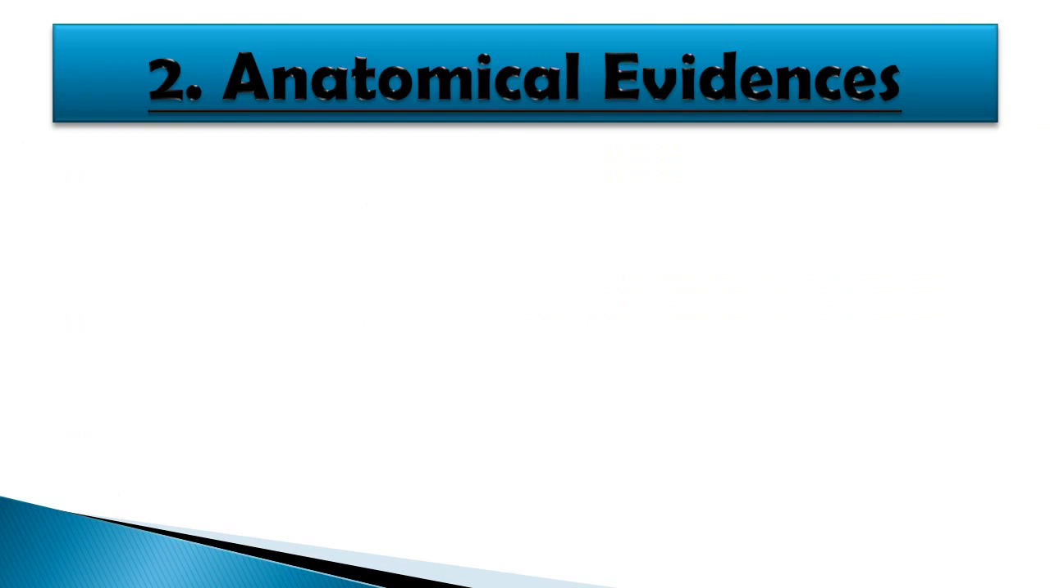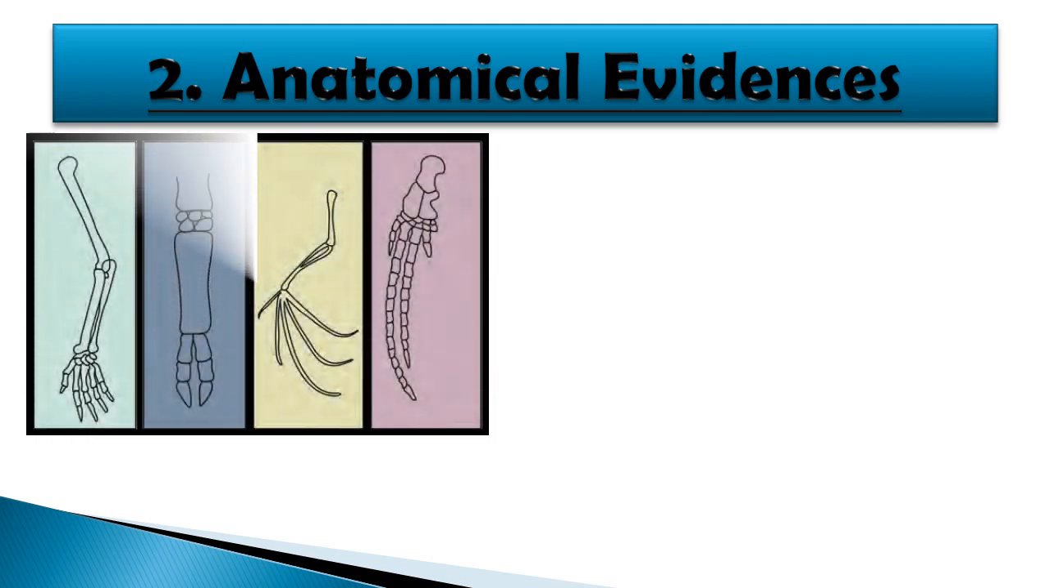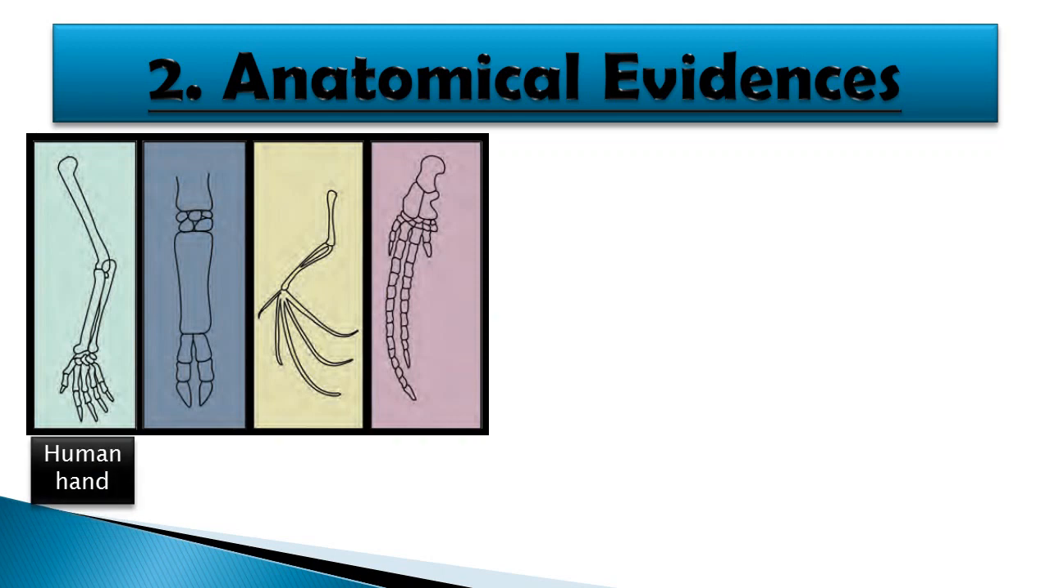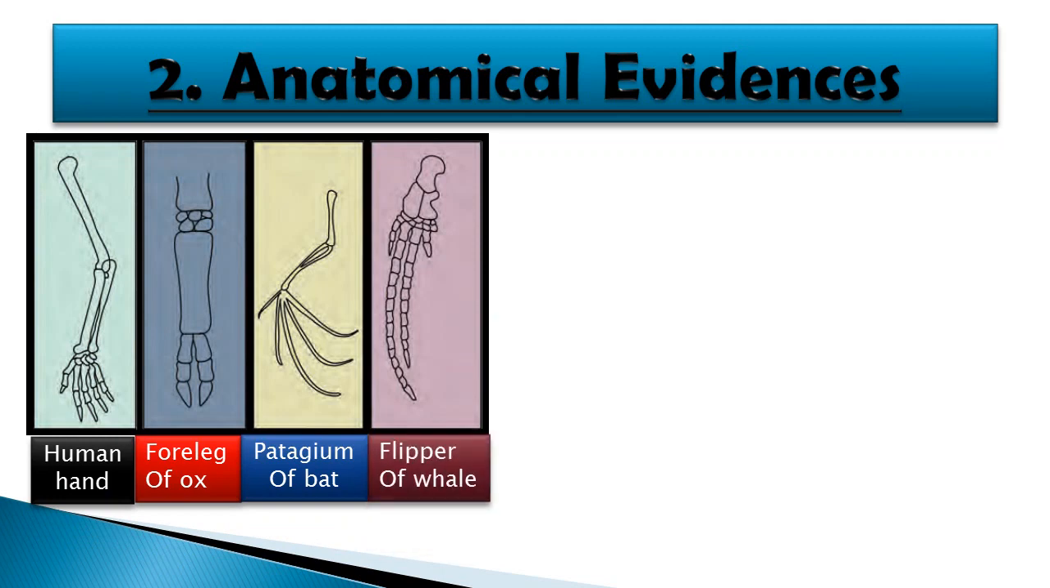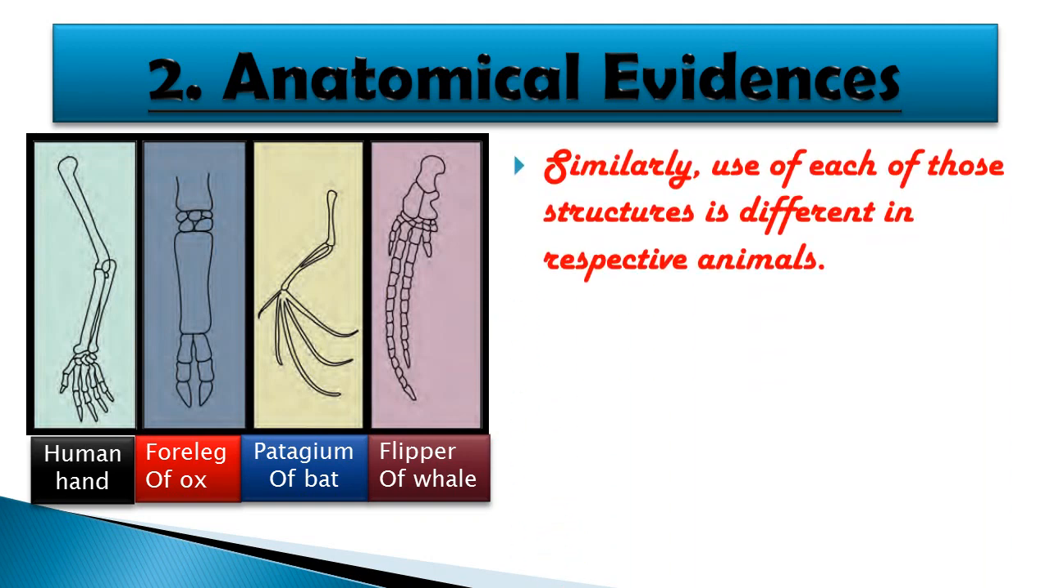Alright, now the next proof or evidence of evolution is anatomical evidences. Now anatomical means their internal structure. Okay, proof about their internal structure, body structure. Okay, so student, if you carefully observe the pictures, there doesn't seem to be any superficial similarity between the human hand, cat's foreleg, flipper of whale and patagium of bat. Okay, but there are similarities in the structure of the jaw, bones and their joints, little similarities there. Okay, and similarly the use of each of those structures is different in the respective animals.